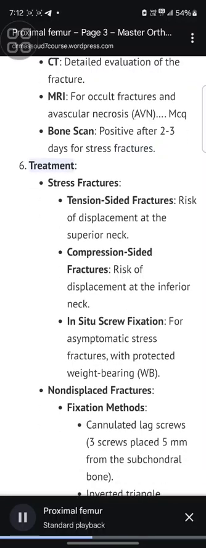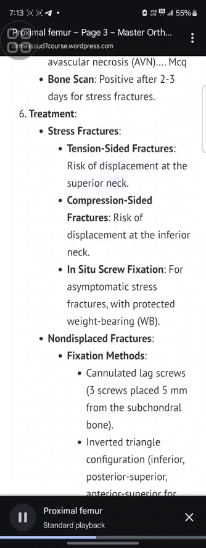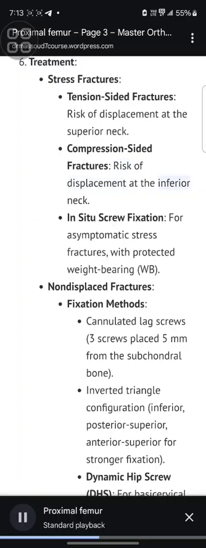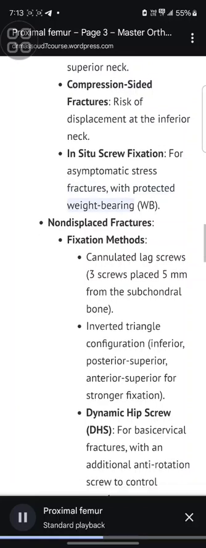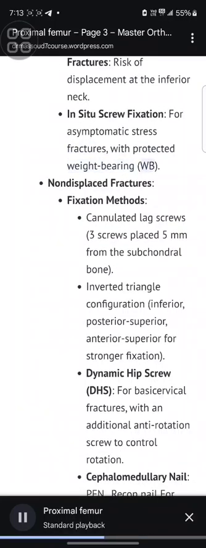6. Treatment. Stress fractures. Tension-sided fractures. Risk of displacement at the superior neck. Compression-sided fractures. Risk of displacement at the inferior neck. In situ screw fixation. For asymptomatic stress fractures, with protected weight bearing, WB.